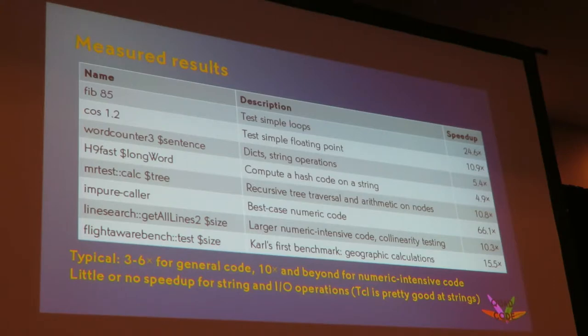This impure caller, I'll get to, that's like the best case of numeric code sailing on the broad reach. It's, how fast is this really going to go? And the answer, if everything is favorable, is it goes as fast as C.